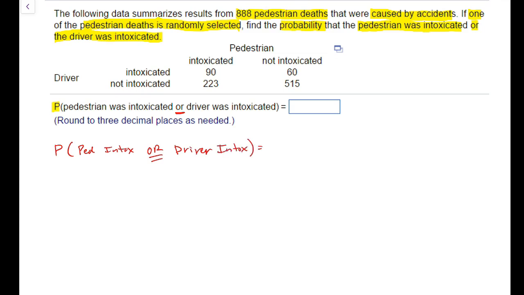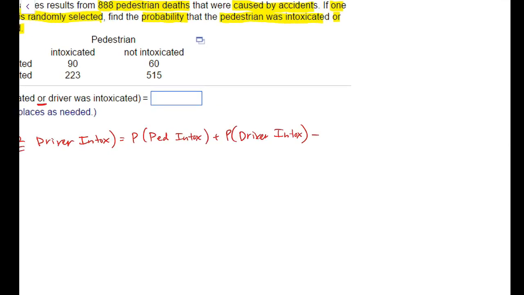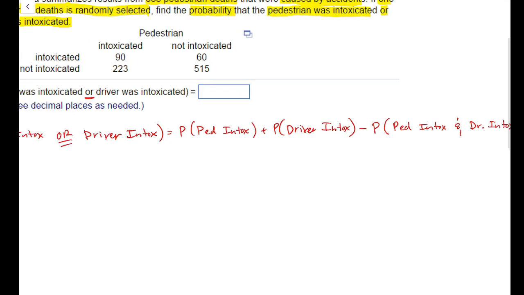According to the addition rule, this is equal to the probability that the pedestrian was intoxicated plus the probability that the driver was intoxicated, subtracting the overlap. In other words, the probability that the pedestrian was intoxicated and the driver, I'll just put DR, driver was intoxicated. Okay, so let's figure those out.